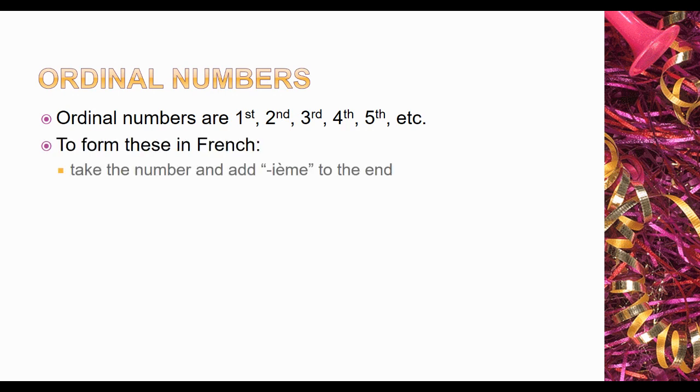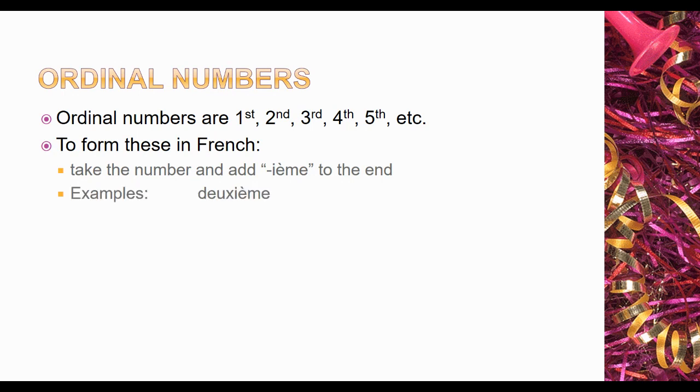Now, to form these in French, what you do is you take the number, whatever number you want, and you're going to add an -ième on the end of it. So whatever number, and then you add I, E with the accent grave, M, E to the end. Let's take a look at some of the examples.